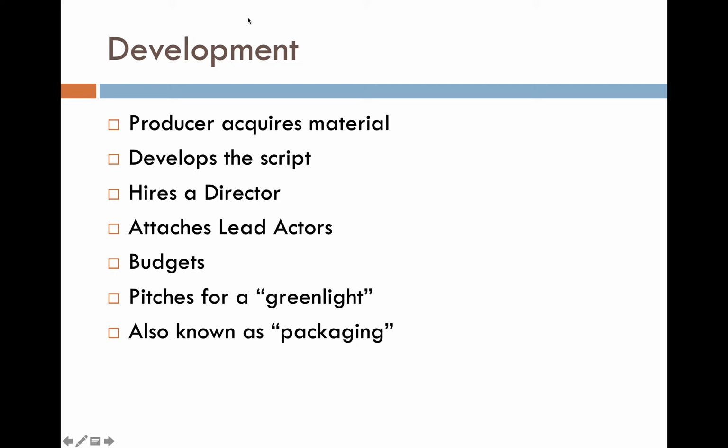So in development, the producer is going to get access to the material. That could be a book, and they're going to develop it into a script, someone's story. They're going to go out to write the script on that person's life experience. So they'll develop the script. We'll also hire, and when I say the producer acquires the material, I should say that they're not the one that's developing the script. There's a script writer for that.